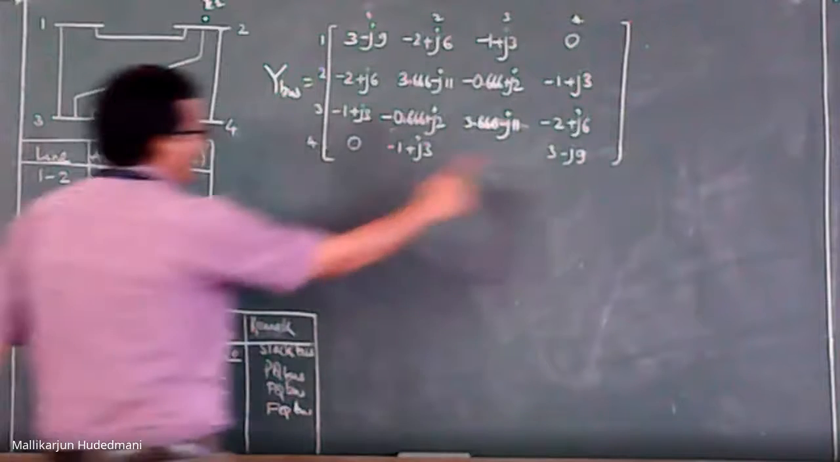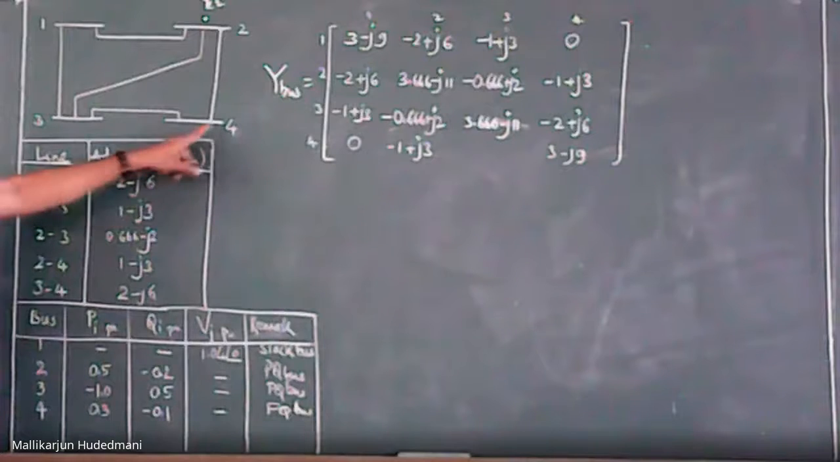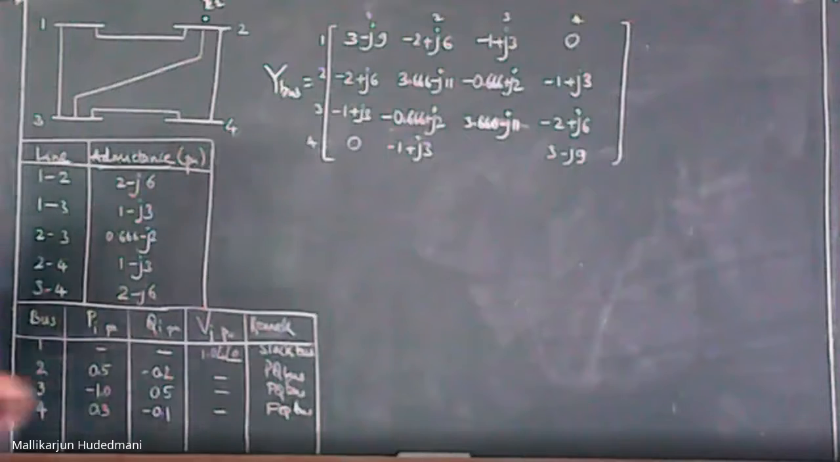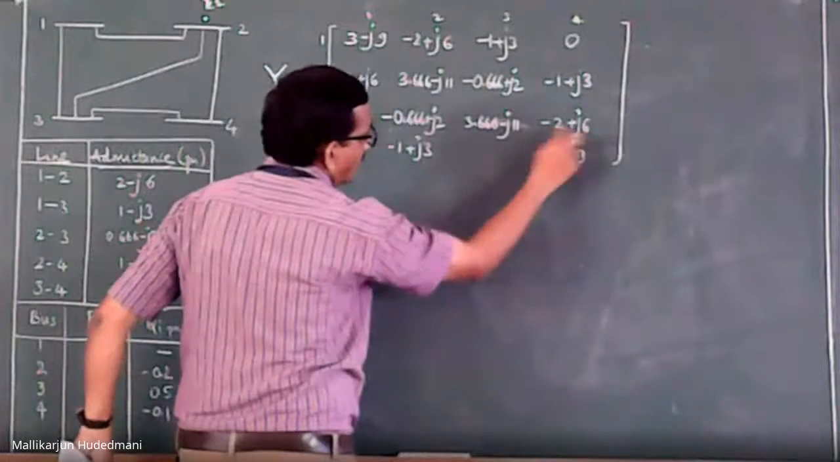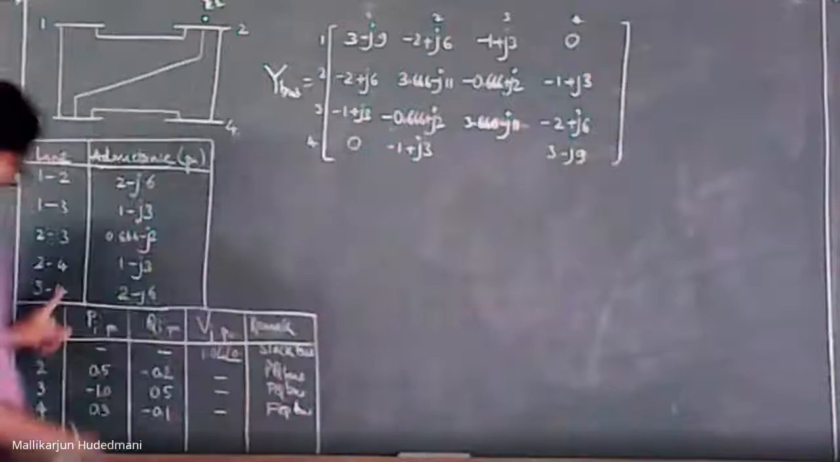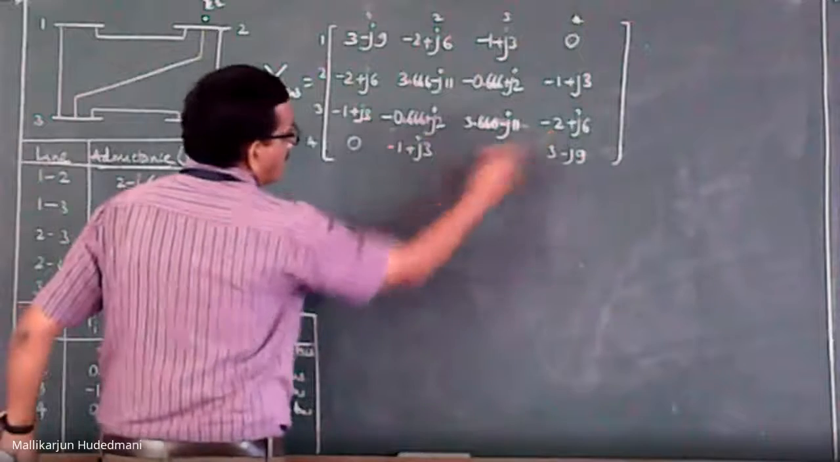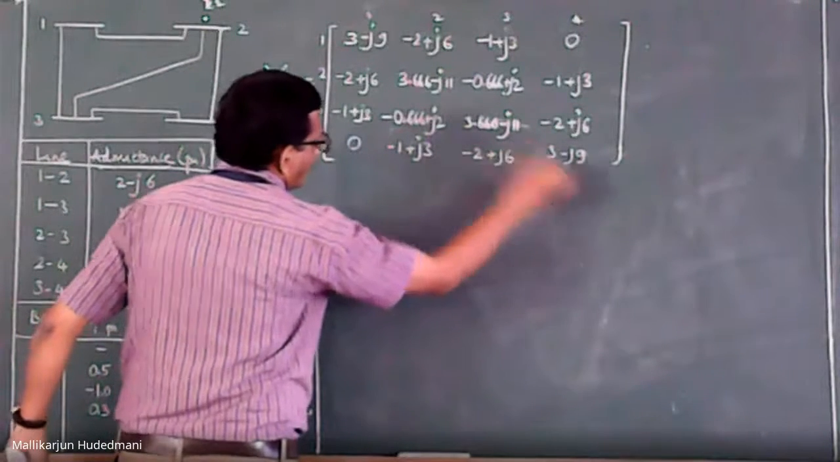How about bus 3 to 4? Do you have any element between 3 and 4? You have. What is the element? 2 minus J6. It must be there in your third row. Third row, 4th column. What is the value here? Minus 2 plus J6. Can you see here? 3 to 4, 4 to 3. 2 minus J6, negative of it, which is already there. So place here. So this is your Y bus.